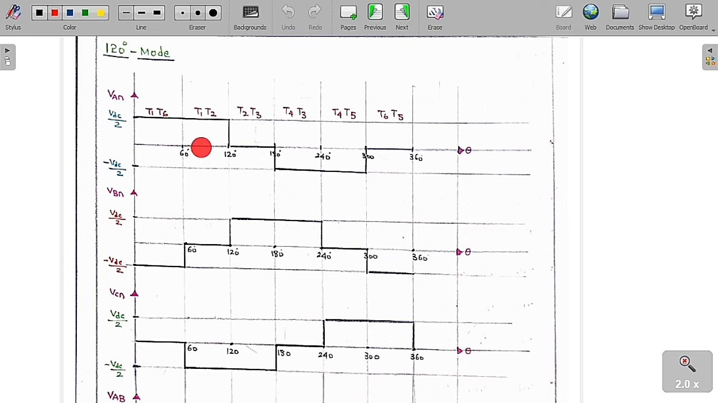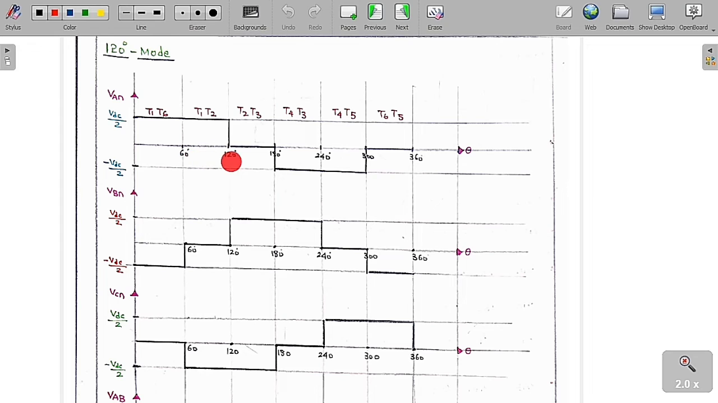So you can see clearly, from 0 to 60 degree, only T1 and T6 are going to connect. If you turn on T1 and T6 and analyze the circuit, then finally we are going to get VAN as plus VDC by 2, VBN as minus VDC by 2, and VCN as 0. So therefore this is the diagram we are going to get.